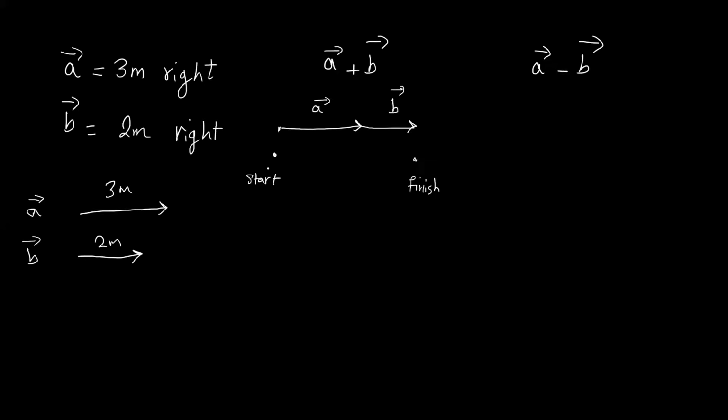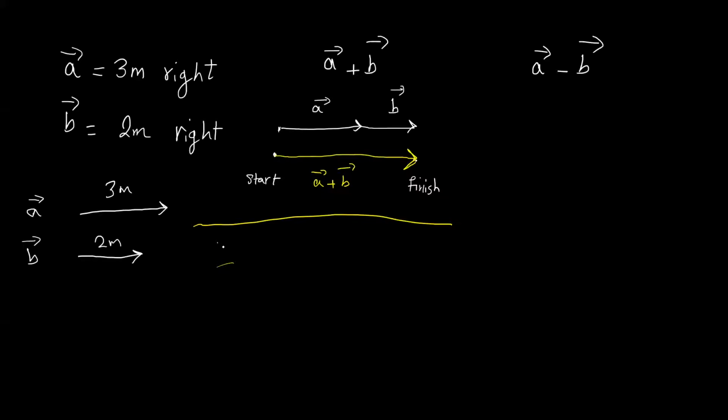So I draw an arrow from start point to finish point, and the direction is from start point to finish point. And this one is A plus B. If I want to use this method, I need to draw my vectors to scale.